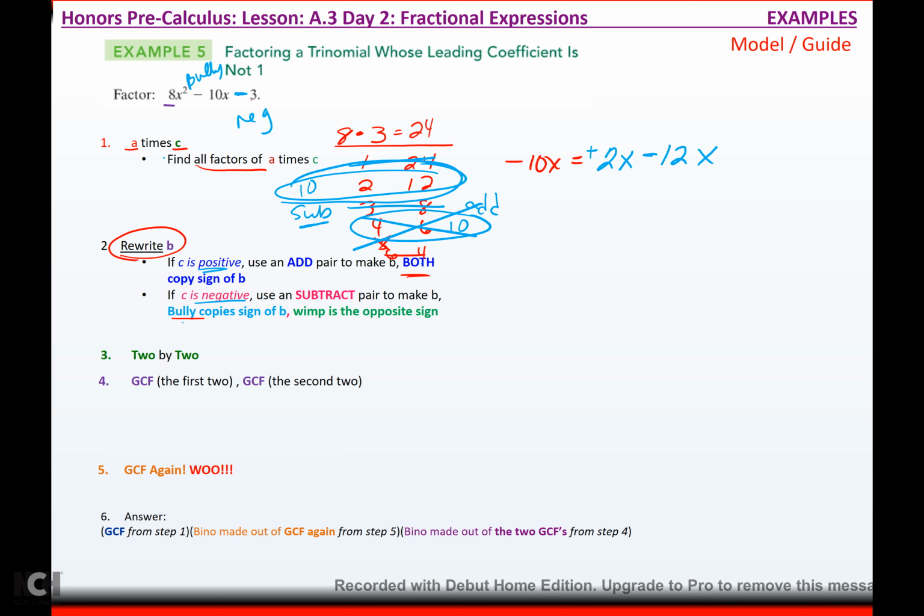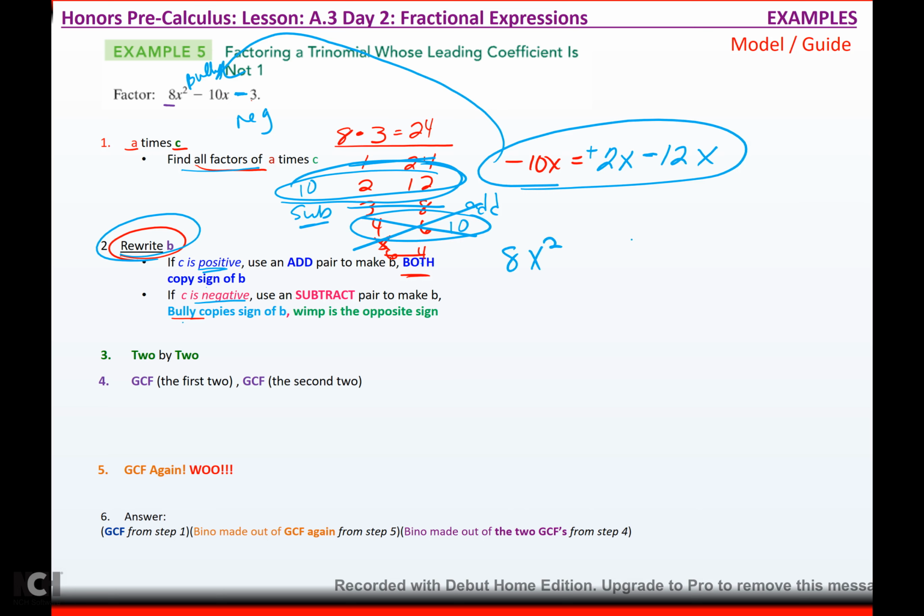Okay, so A times C, I found all the factors. I just rewrote B. I mean, I still have negative 10x there, but now you need to rewrite it in the original problem. So I'm going to have 8x squared minus 3, but I'm going to change the negative 10x in the middle to plus 2x minus 12x. I still have 8x squared minus 10x minus 3. I just rewrote negative 10x as 2x minus 12x. Okay, so that's what rewrite B means.